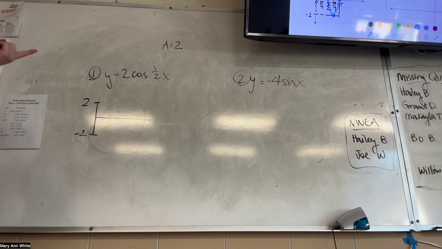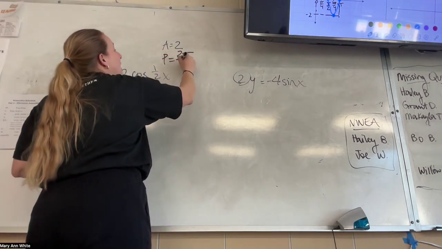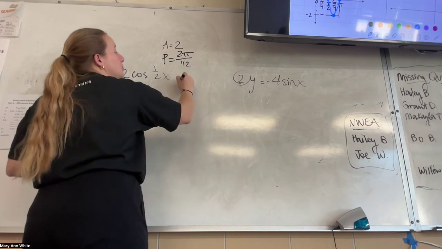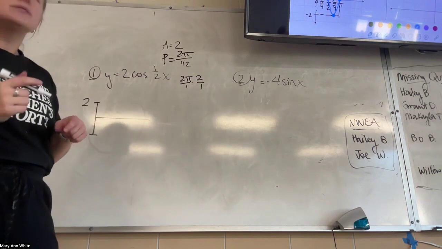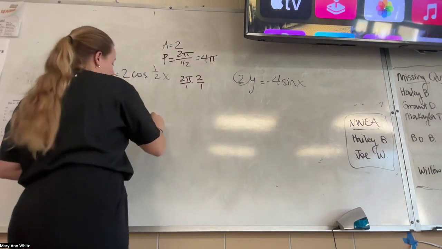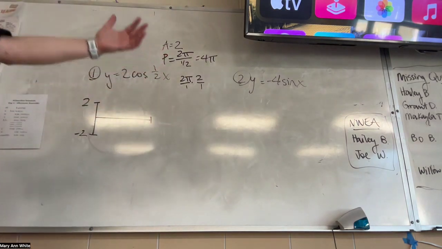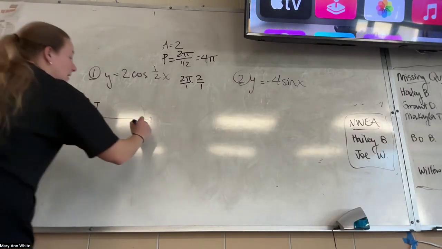Now my period, my B here is 1/2. So that makes my period, good, 2 pi divided by 1/2. And 2 pi divided by 1/2 is like 2 pi times 2. So my period now is 4 pi. That means I have all the way until 4 pi to get my cosine done. And when I have a graph like this, I just go to the end of my line and I write 4 pi down there.